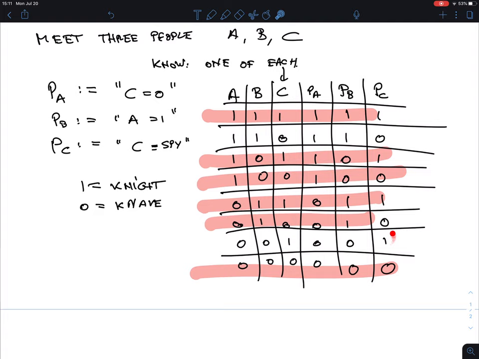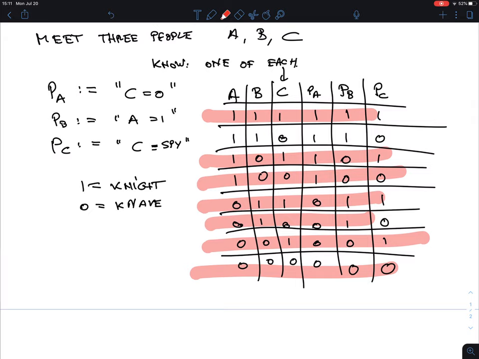What about this one? This statement says it's true now, right? One means it's true. So C is a knight. But C is a truth teller here. This says that C is a knight. So this is not possible. Remember, I don't look at the knight cases, so this case is one of the cases I have to rule out. So this is what I'm left with. Now, you think, I'm done.